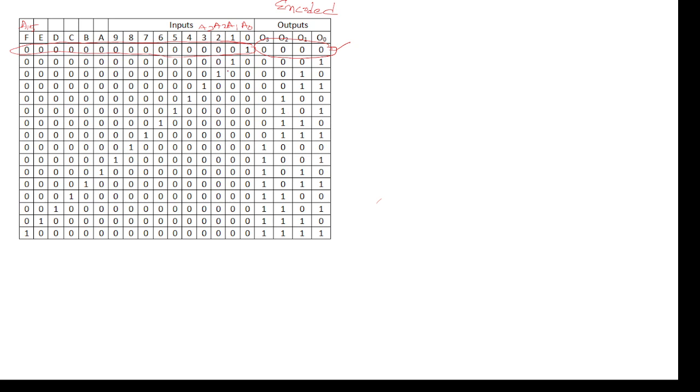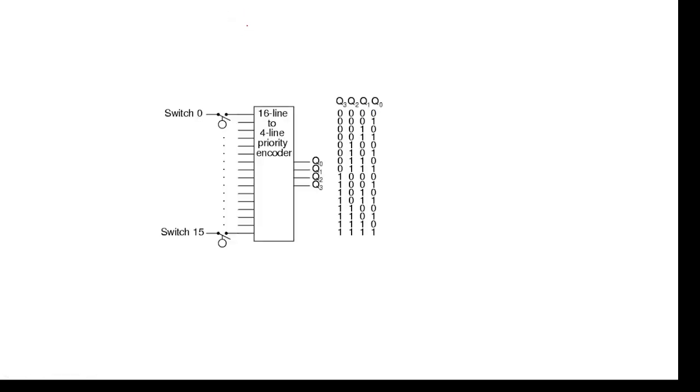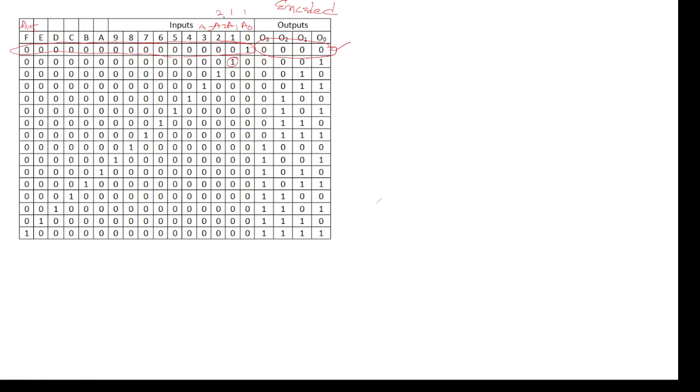Again, when A1 is 1 and all the remaining are zeros, it is encoded into, assume this is the first position. This is the 0 position, this is the first position, and I am assuming this is the second position, the third position, fourth position, fifth position, sixth position. Like this we can assume.